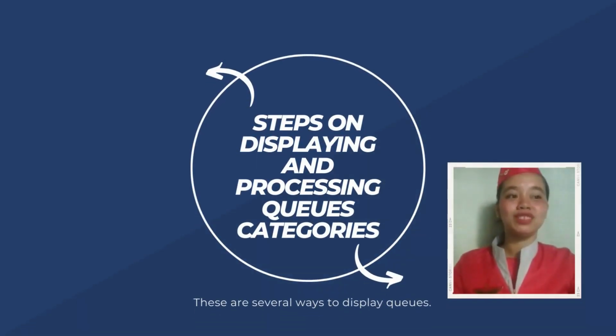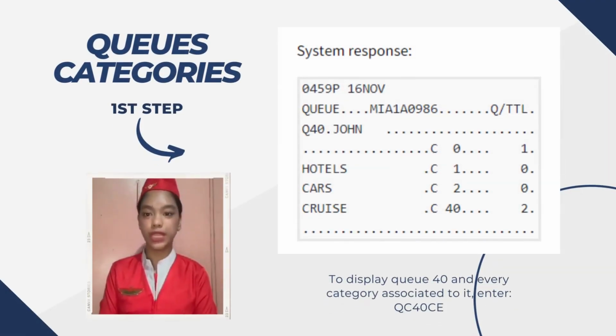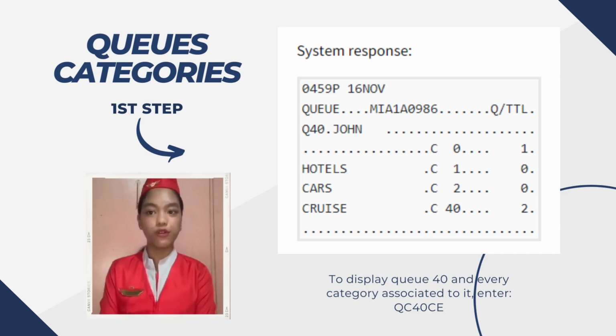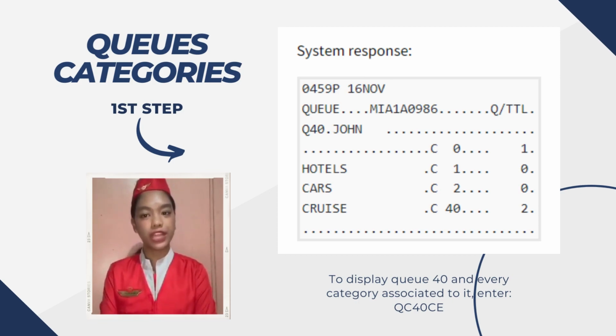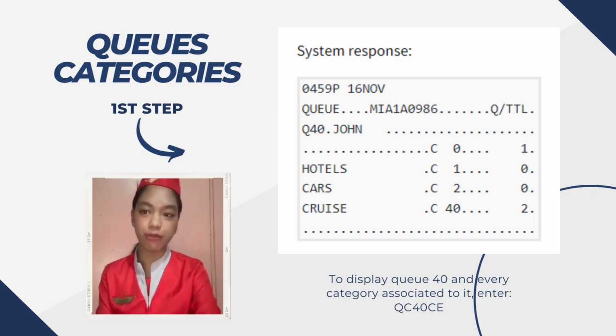Next is the steps on displaying the processing queues categories. This will be discussed by Ms. San Jose. You can also display specific queues only or specific categories associated with your sign. First, to display queue 40 and every category associated with it. Enter, for example, QC40CE, and here is the system response.